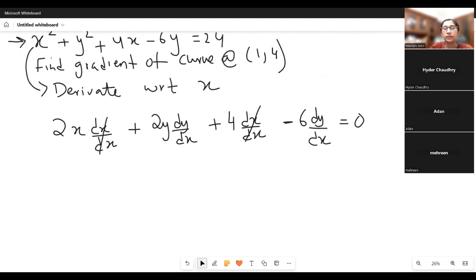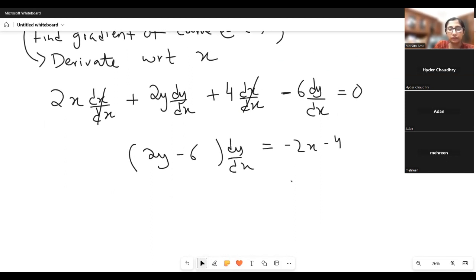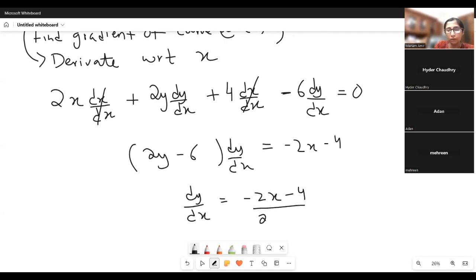Now I'm going to take dy over dx common and move the other values to the right-hand side. To the right-hand side we get minus 2x minus 4. On the left-hand side, we take dy over dx common, and we have two terms, 2y minus 6. Now make dy over dx the subject. We get minus 2x minus 4 upon 2y minus 6.